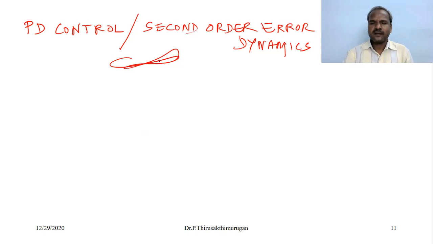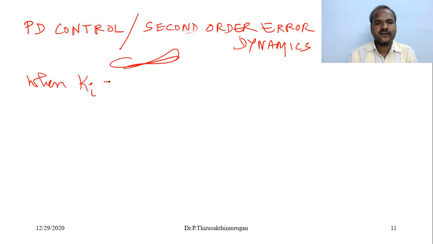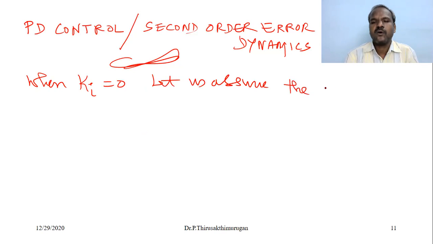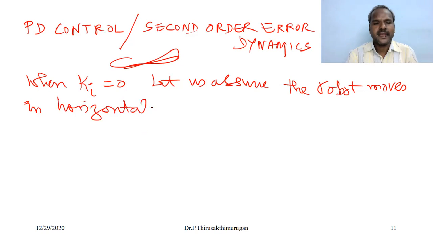Okay. For now, let us consider the case where Ki is 0. When Ki is equal to 0, this is known as the PD controller, in the absence of the integral controller. Let us assume the robot moves in a horizontal plane. So in that case, what is G?